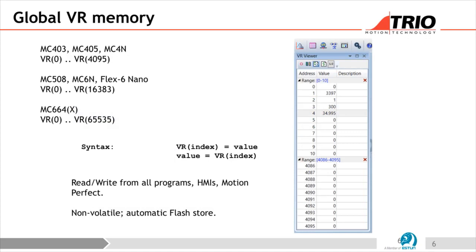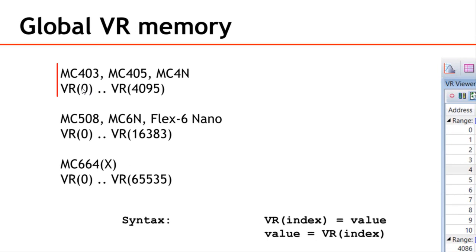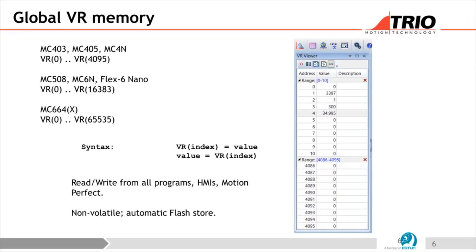Now the global memory I mentioned is split into two bits. There's VR memory, which is simply syntaxed or written as VR brackets and a number. So we've got VR0 up to VR495 in some of the controllers. The biggest controller we do has 65536 of these VRs, numbered between 0 and 65535. So you can simply write to them like that. I can say VR20 equals 3, and I can say print VR20, or speed equals VR20. I can use that within my program.